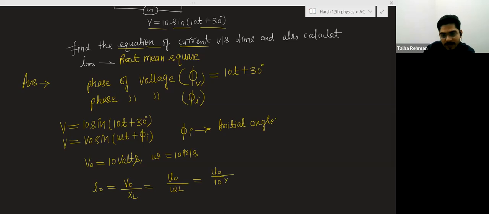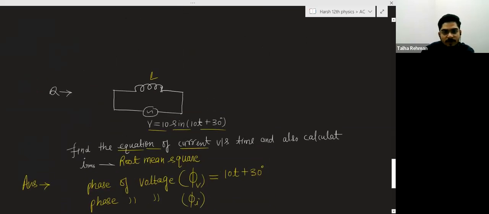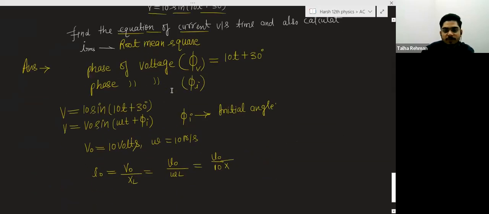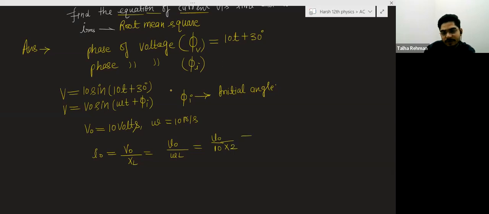What is the value of the L given? I think L is given as 2 Henry. Okay, 2 Henry given. So we will put L as 2 Henry, and V naught is also given. V naught is also 10. This is 10 into 2, 20. So basically, I current will be, you will get 0.5 ampere.